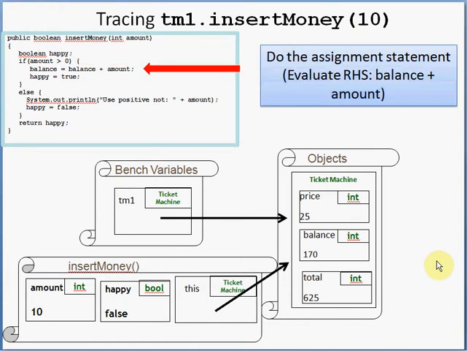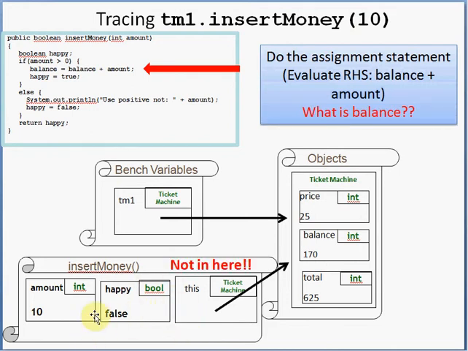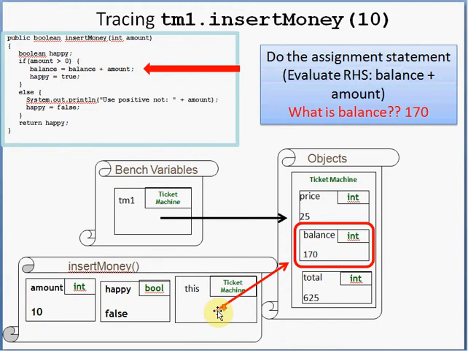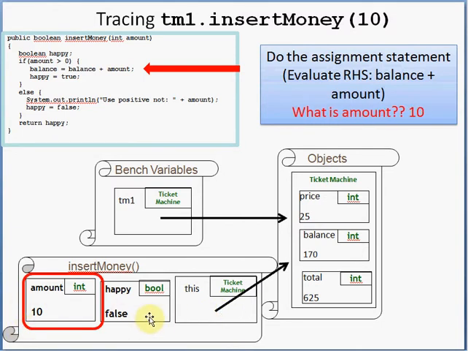This equation says balance gets balance plus amount. Evaluate the right-hand side first. What's balance plus amount? Well, we need to figure out what balance is. Where do we look? We look inside the local variables for the current method, insertMoney. Is there something called balance in here? Nope, not in here. So we follow the arrow up into this, and we say, is there a balance in there? You bet there's a balance in there, so balance is 170. We need to add amount to that. What's amount? Amount is there, so amount's 10. What's 170 plus 10? That's 180. We've evaluated the right-hand side.